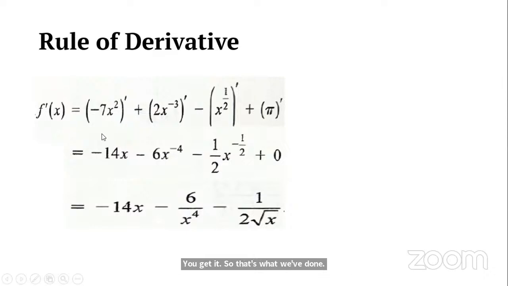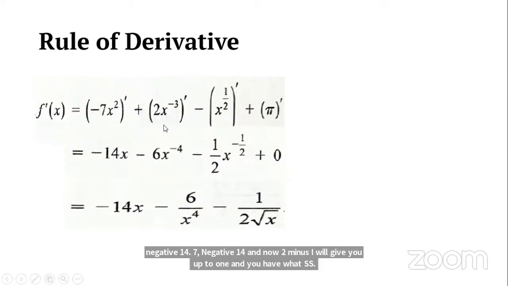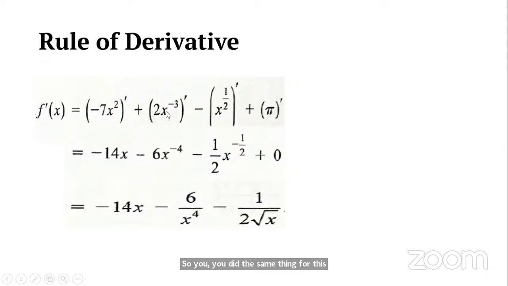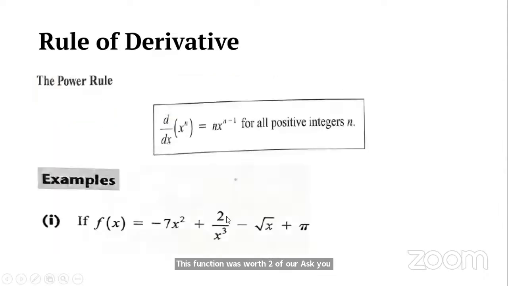Negative 14s here. Negative 7 times 2 will give you a negative 14. And now 2 minus 1 will give you what? 1. And you have s exponent 1. So you do the same thing for this one too. This function was 2 over s cubed.